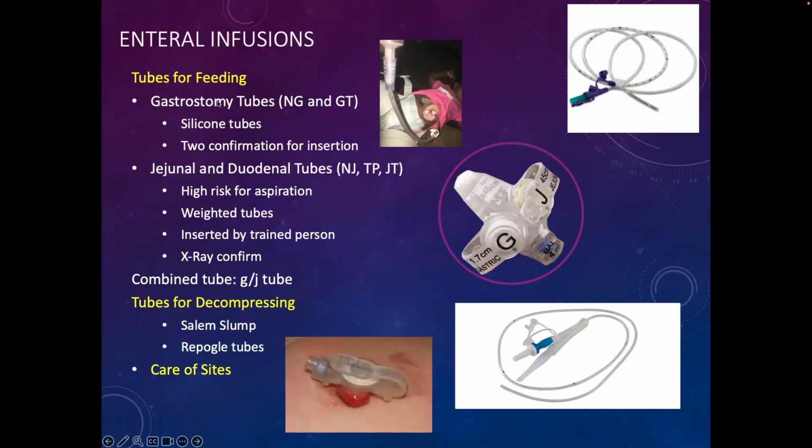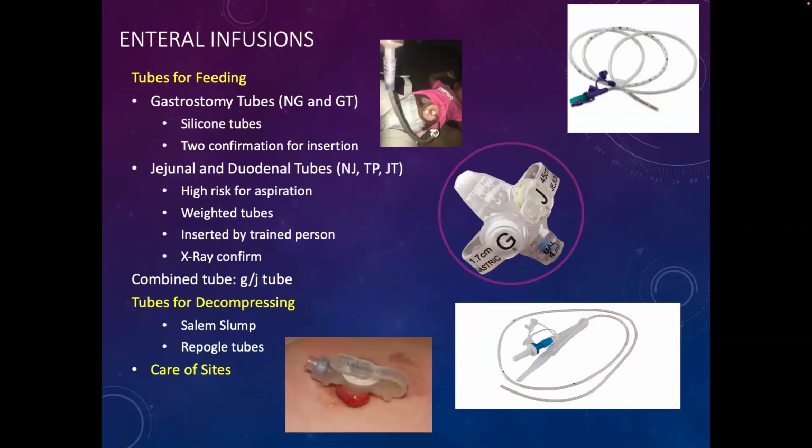All right, so I need to go back up to the top. We've got our gastric tubes: the NG tube, which is our temporary tube, and G tubes, which are our surgical tubes. We have different types of tube, like silicone tubes. We talked about tube confirmation for insertion if you're doing a temporary tube.